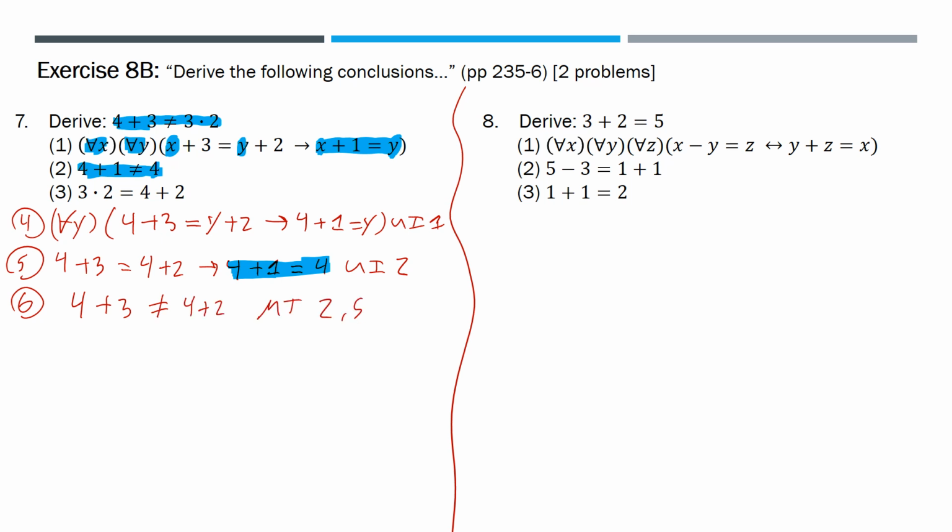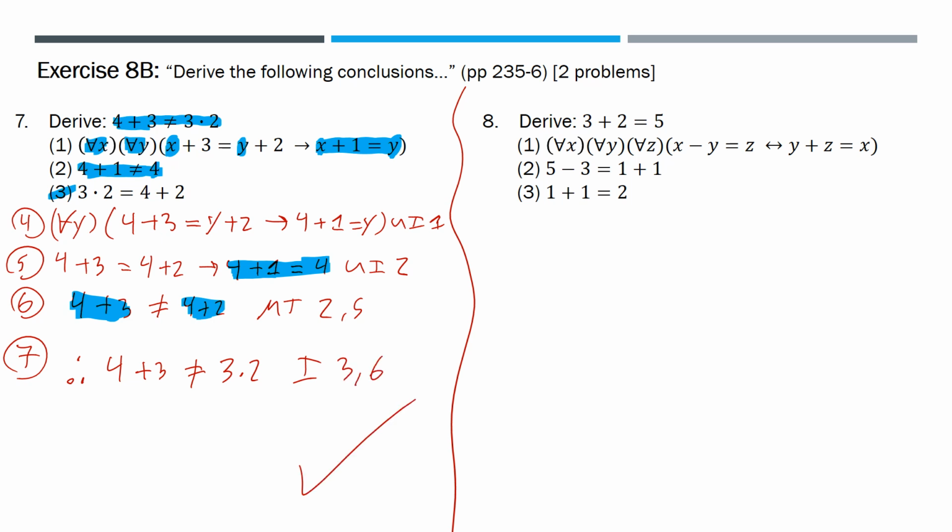2 and 5. This left-hand side is 4 plus 3. We want that. The right-hand side is 4 plus 2, but we do not want that. We want 3 times 2. However, premise 3 tells us that 4 plus 2 is identical to 3 times 2. Thus, we can conclude that 4 plus 3 does not equal 3 times 2 by the identity rule with lines 3 and 6.